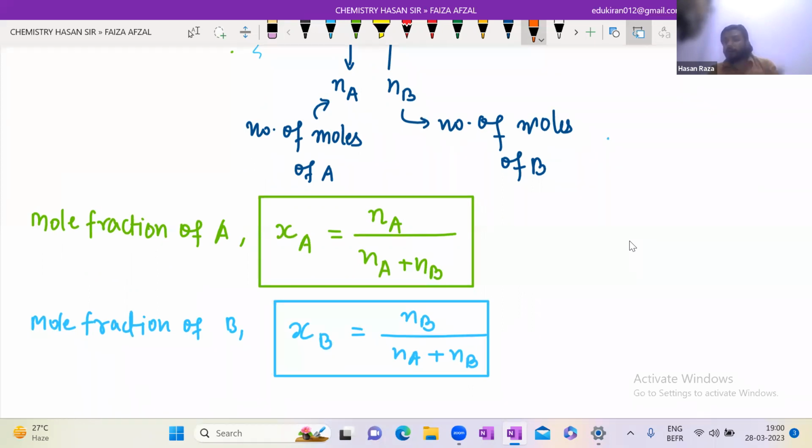If there will be a third quantity, then you are going to write the number of moles of C here. Are you getting my point? Yes, sir. So this is how we deal with mole fraction.